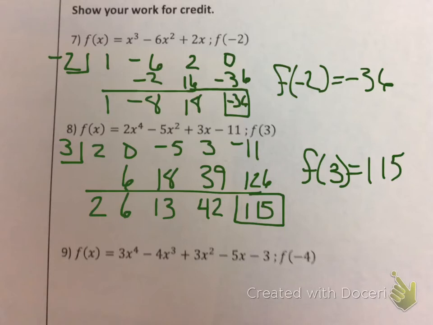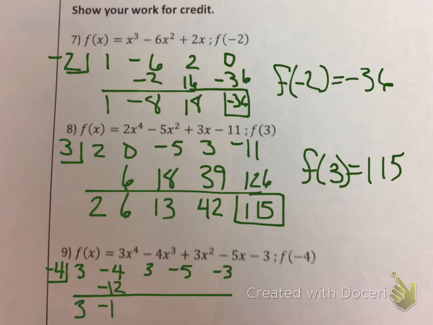And then number 9, same idea. I'll bring down 3. 3 times -4 is -12. That gives me -16. -16 times 4 is -64. Plus 64... that would be -67. -67 times -4 would be 268. Ooh, we're getting some funky numbers here.